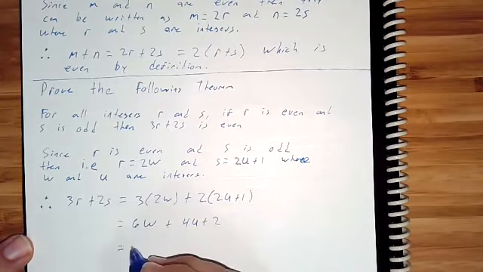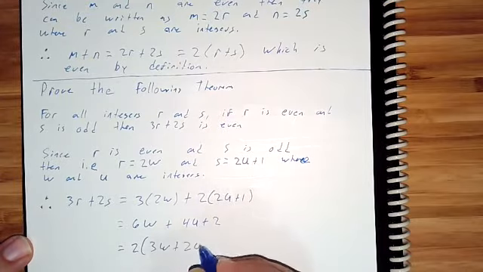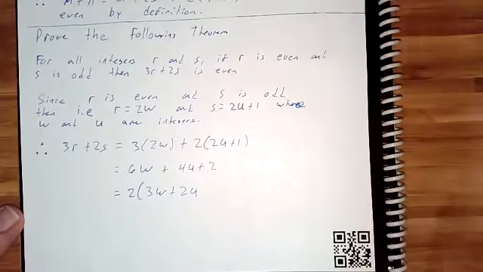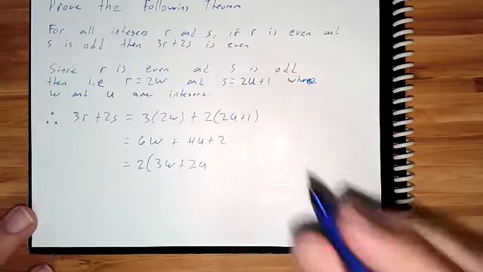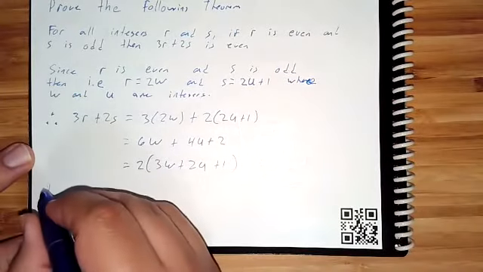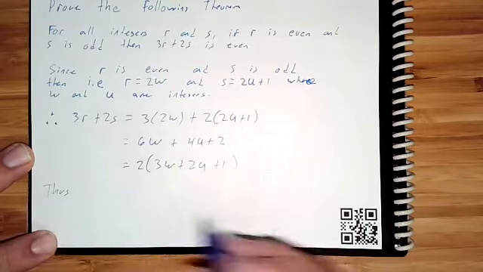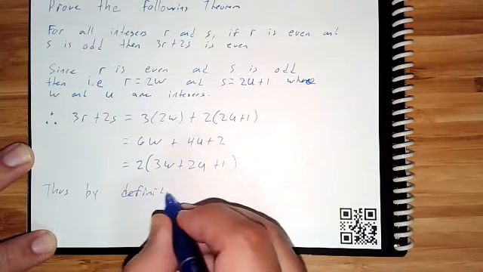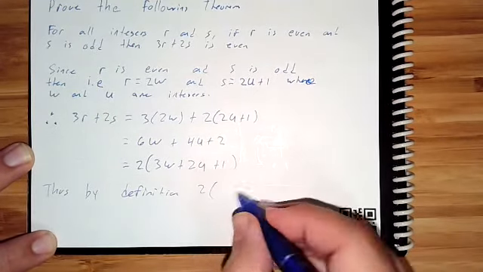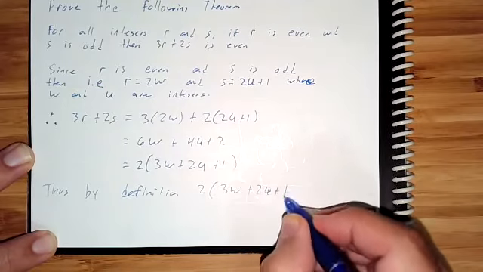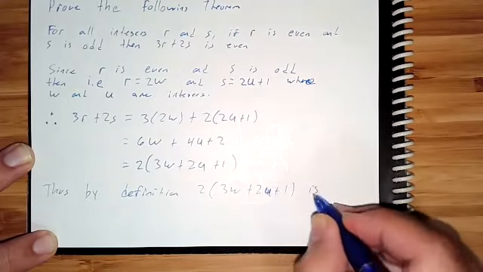Now I can factor 2 out of the entire thing to give us 2 times (3w plus 2u plus 1). Thus, by the definition of even, 2 times (3w plus 2u plus 1) is even.